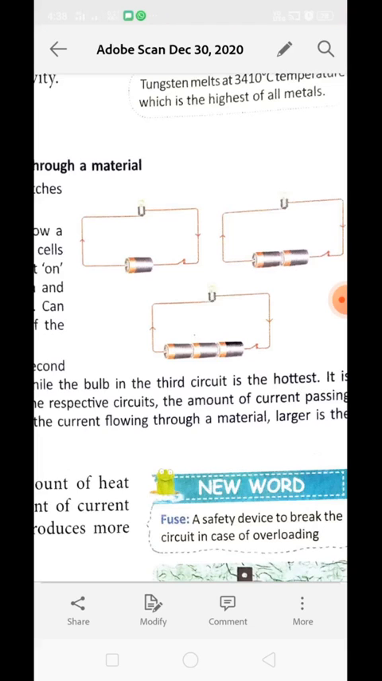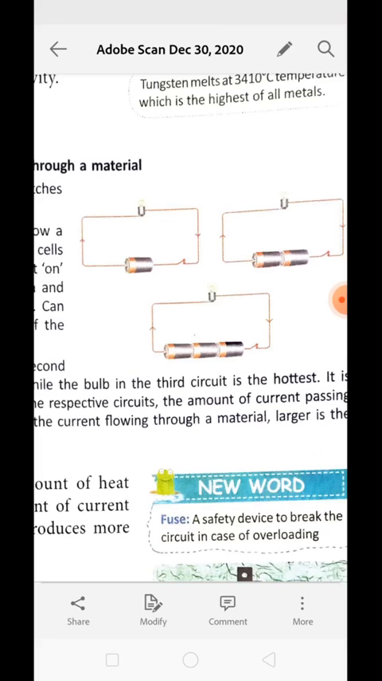The first circuit will be made with a single battery, the second circuit with the help of 2 batteries, and the third circuit with the help of 3 batteries. Now we will switch on all of these circuits together. Now, after a few minutes, switch off the bulbs, or make the connection loose.